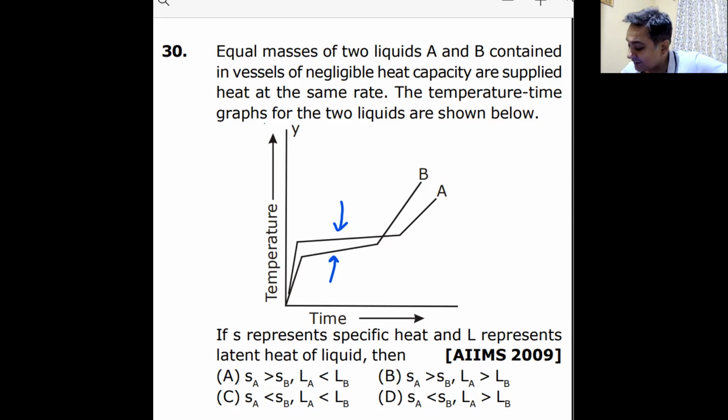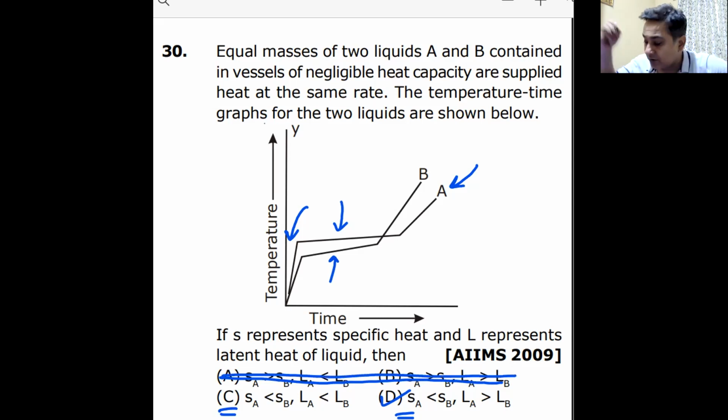4 is the answer. That is correct. Look at A. A is more slanted, A is more inclined. That means specific heat is less. That means the answer can only be C or D. Options A and B are out of the picture. A has got more slope, and therefore the specific heat of A has to be less than the specific heat of B. So options A and B are gone.